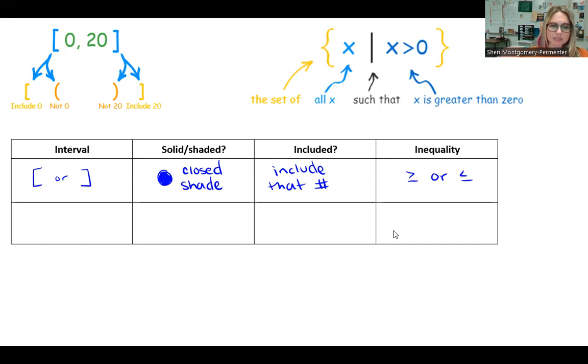So for the parentheses, if you have this or this, you would have a circle, and we say that it is open and you don't shade. You could also say that it's empty.